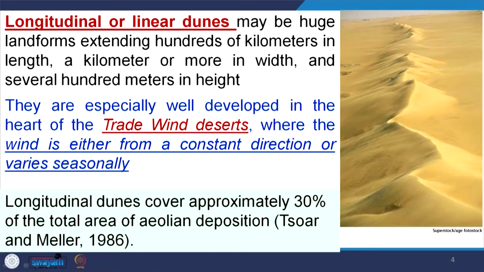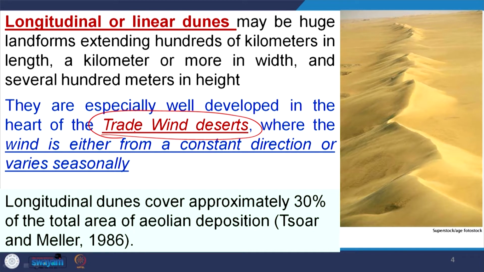They are especially well developed in the heart of the trade wind deserts, where wind is either from a constant direction or varies seasonally. That means the wind should blow in a particular direction for a long time. That is why these dunes are mostly confined to the trade wind deserts. So, parallel to the trade wind, the dunes are aligned.